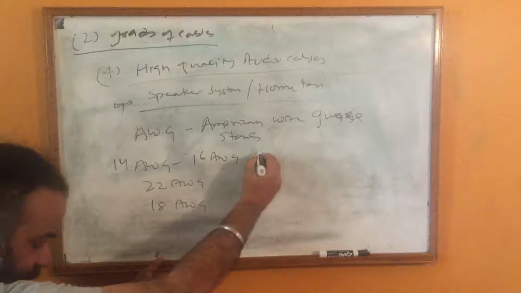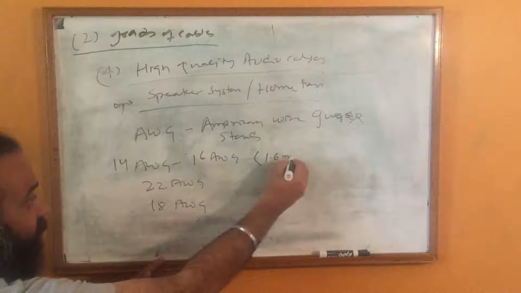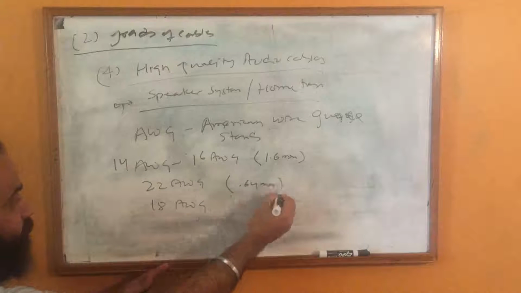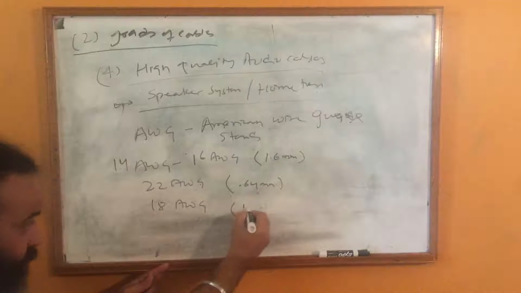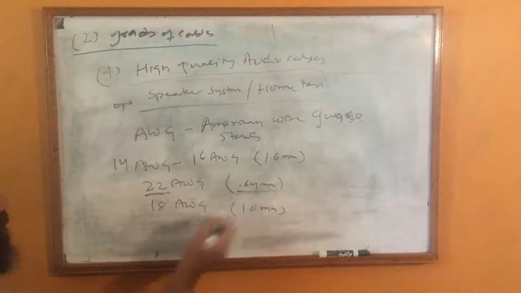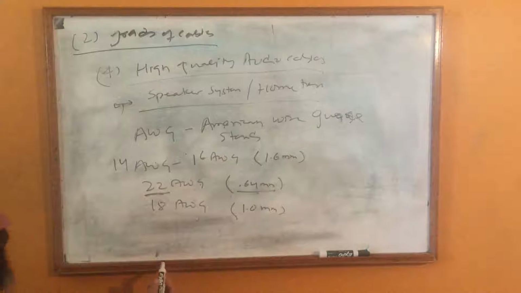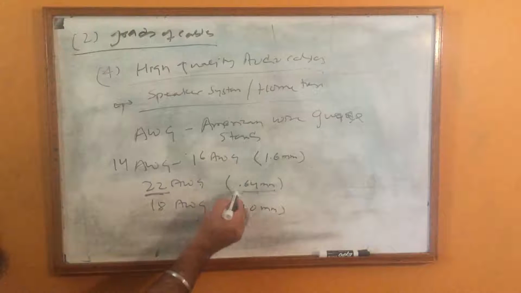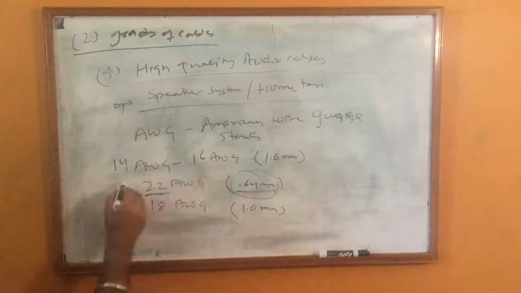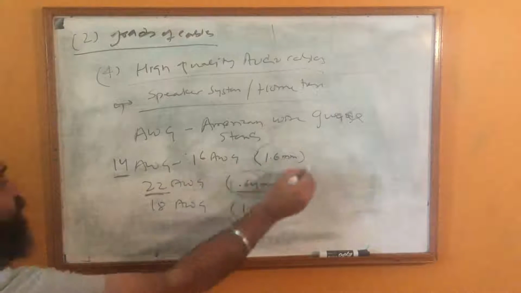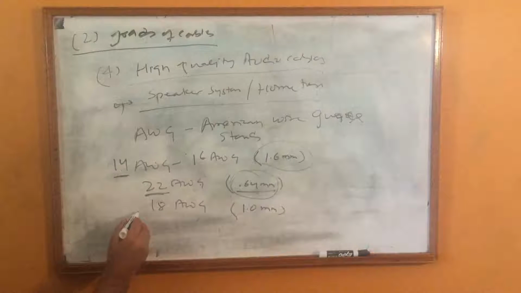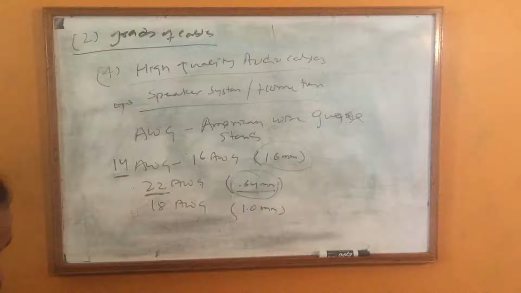So 14 to 16 AWG is about 1.6 mm cable, 22 AWG is 0.64 mm cable, and 18 AWG is around 1.0 mm. So the bigger the number, the less the thickness. If you're ordering 22 AWG cable, it is thin, and the smaller the number, the thicker the cable is. So 14 AWG will be thicker than 18, and thicker than 22 as well.